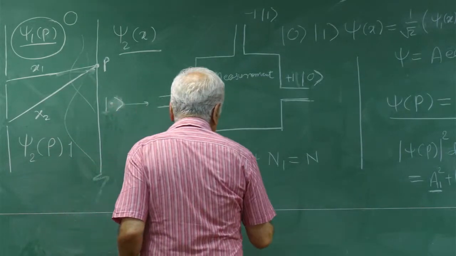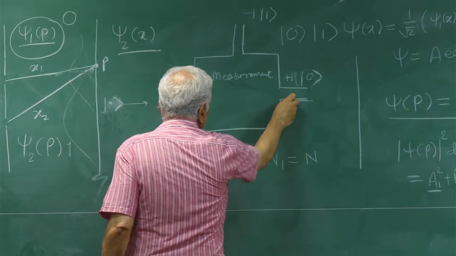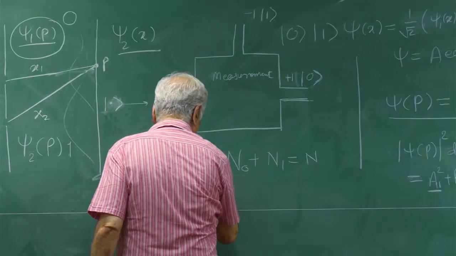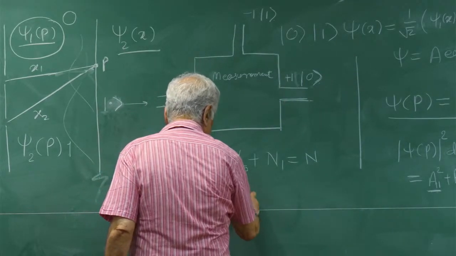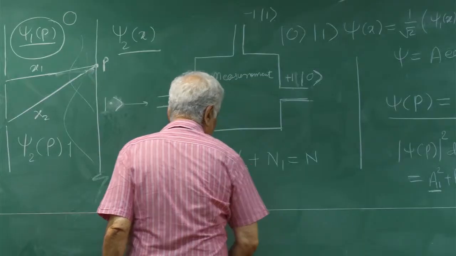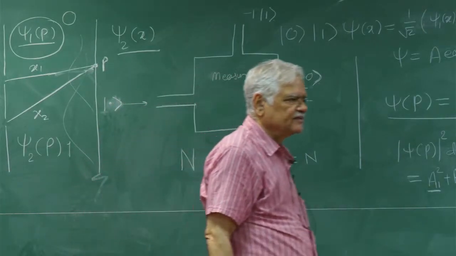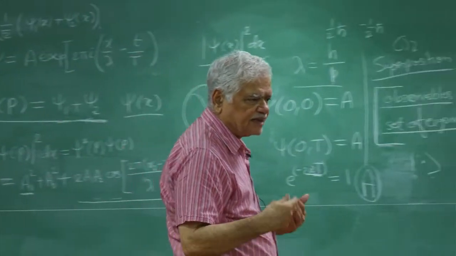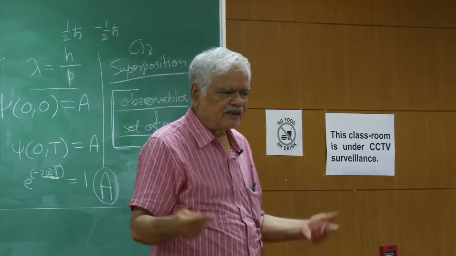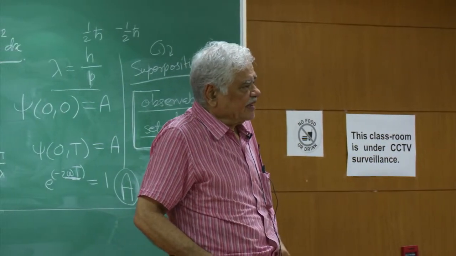Then empirically, the probability that I will get result 0 is n0 upon n, and the probability that I will get result 1 is n1 upon n. So experimentally I can decide the probability, by what probability I can get what result.